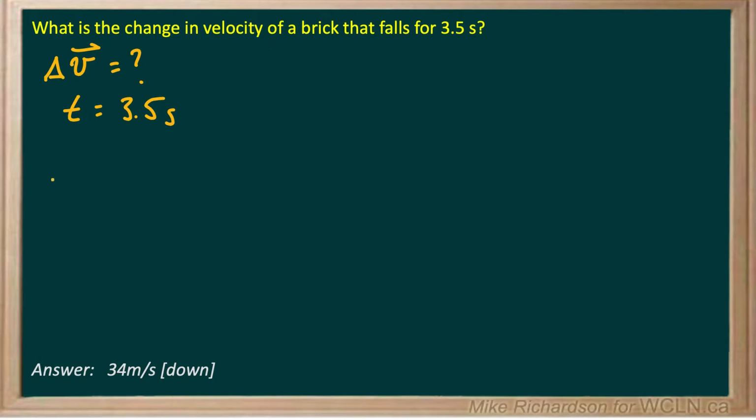And we know that if an object's falling, we automatically know that the acceleration is the acceleration due to gravity, which is negative 9.8 meters per second squared. Your velocity is changing by negative 9.8 meters per second every second. So we know the relationship. Acceleration is change in velocity divided by time, the rate of change in velocity.